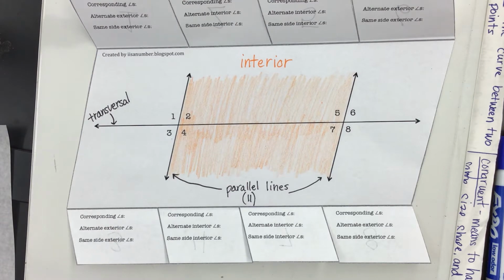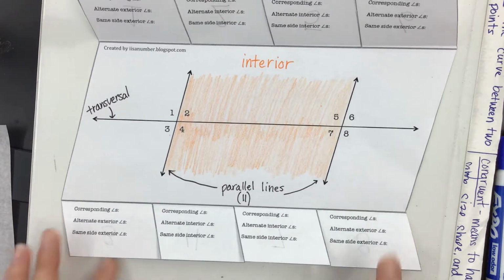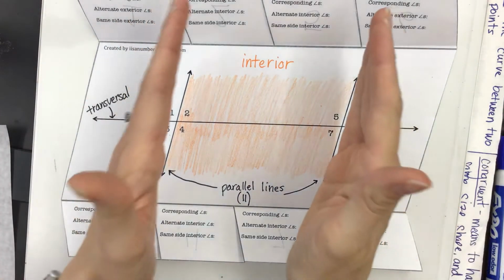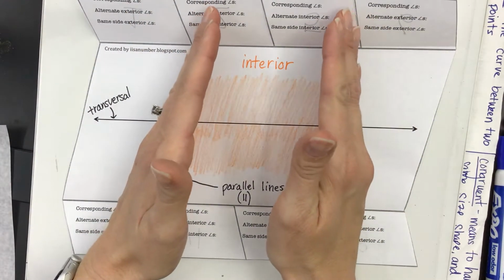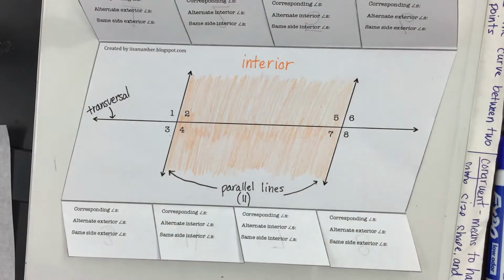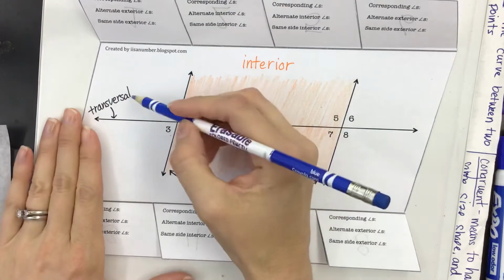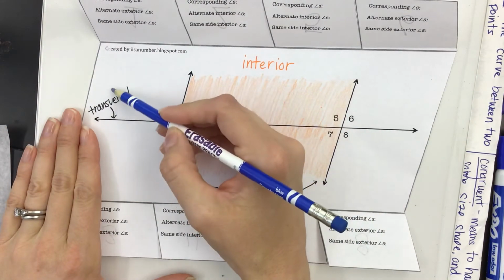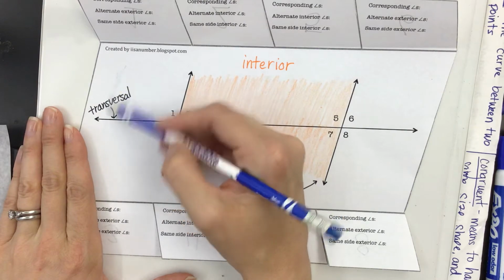Okay, so I'm sure you can guess what we're going to talk about next. Those were the interior ones. The exterior angles are the ones that are on the outside of our parallel lines, just like the exterior of the house is the outside of the house. So we're going to shade these a different color to show that these are our exterior angles.